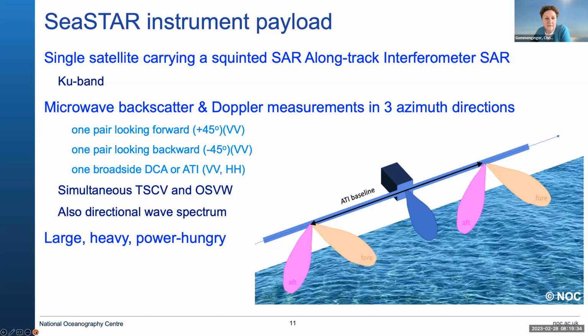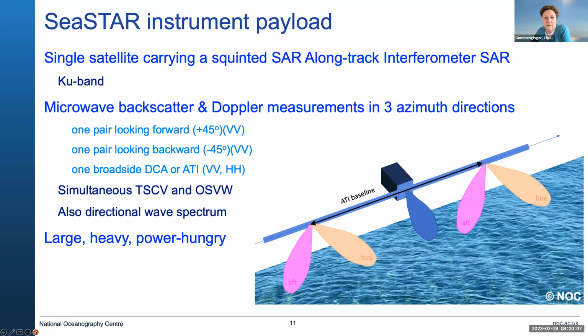SEASTAR is just 1 satellite, and this is the schematic diagram illustrating the observing configuration. We have 3 azimuth directions in which we're measuring. So we have 2 pairs of antennas: 1 pair pointing forward of the satellite, 1 pair pointing back, and 1 broadside antenna.